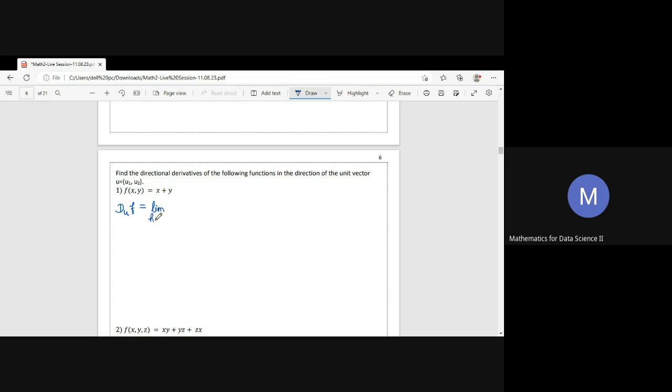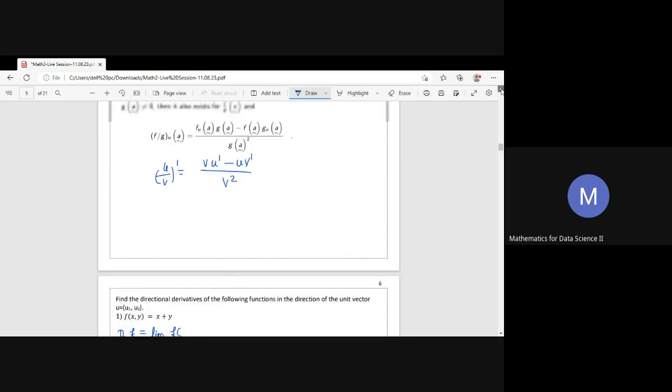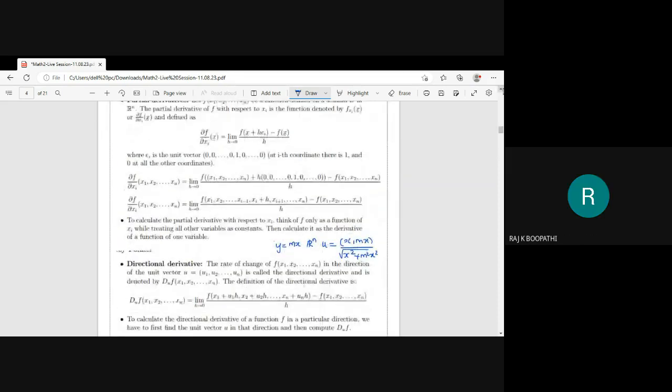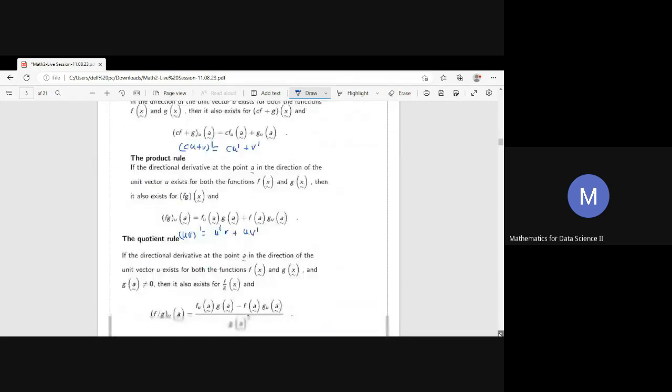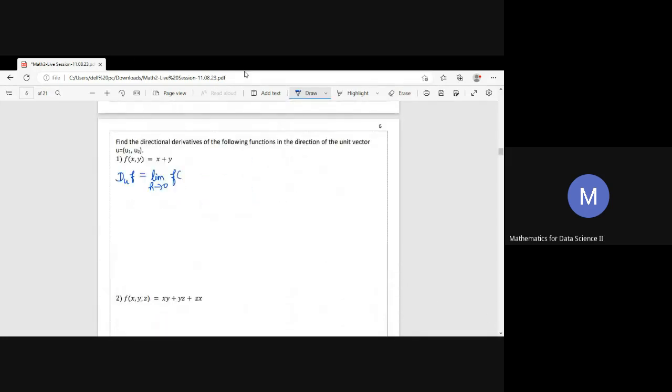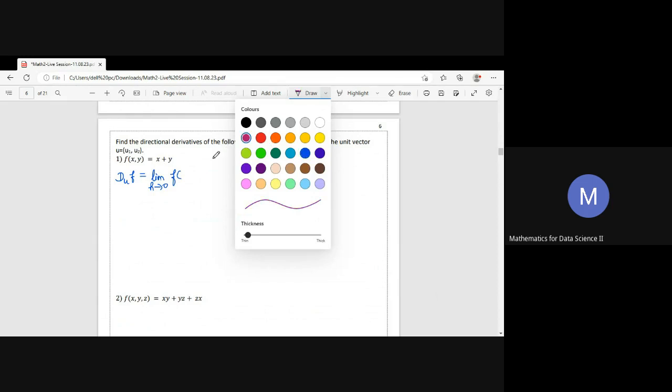What is the formula? Just look at the formula. X plus hu1. So you have x tilde plus h. Sorry, this is for the partial derivative. For the directional derivative, you have x1 plus u1h, x2 plus u2h, and so on. So the same you have to write here. Since we are doing it for the first time, I will write it for you.